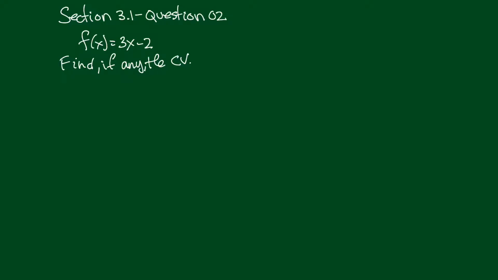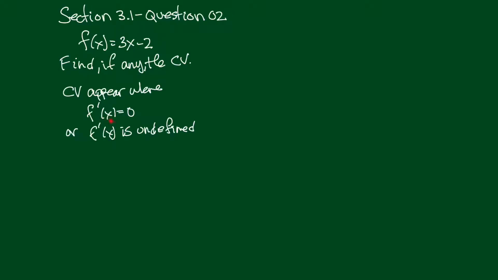In problem number 2, we're given this linear function and we're asked to find, if any exist, the critical values. I'll just write CV for critical values. Now, critical values are values at which the derivative is 0 or undefined. The derivative being 0 means we have a horizontal tangent line.